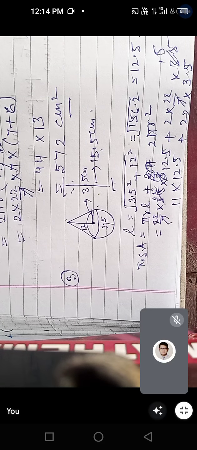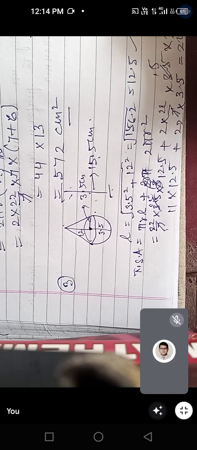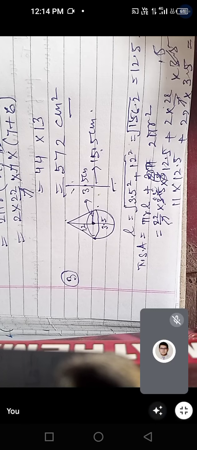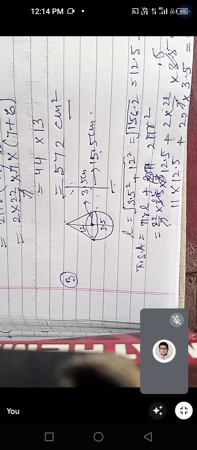So on solving all this, you will get the result. The answer will be how much? 214.5, that is equal to this much centimeter square. Okay, clear?